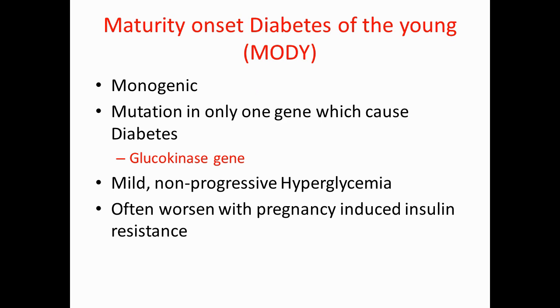There is a disease, maturity onset diabetes of the young, which is monogenic. It means that there will be a mutation in only one gene which causes diabetes, which is glucokinase. In this disease, there will be mild non-progressive hyperglycemia, and this is often worsened by pregnancy-induced insulin resistance.